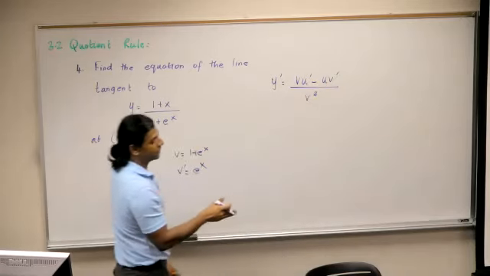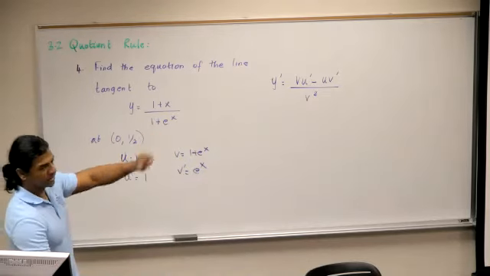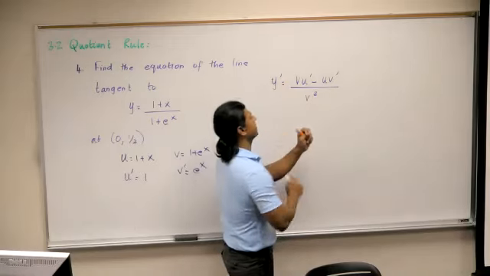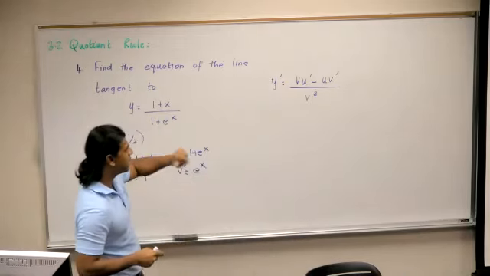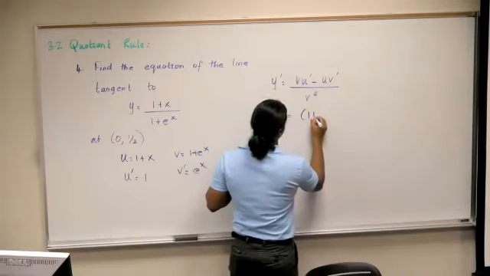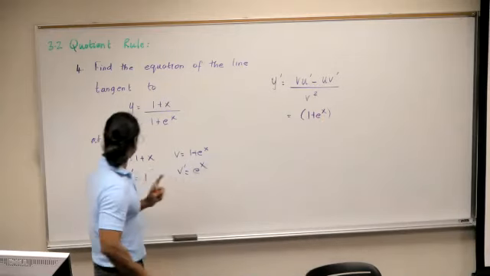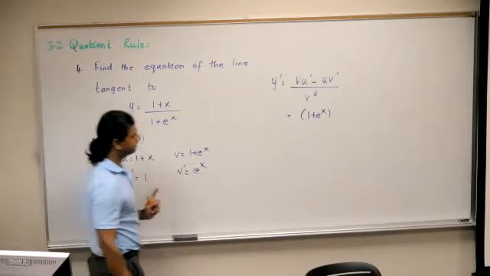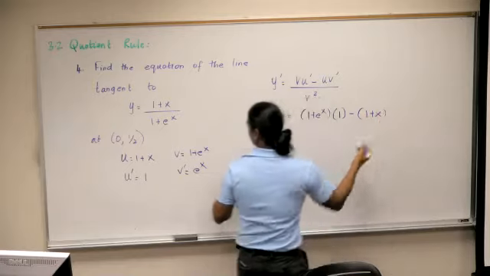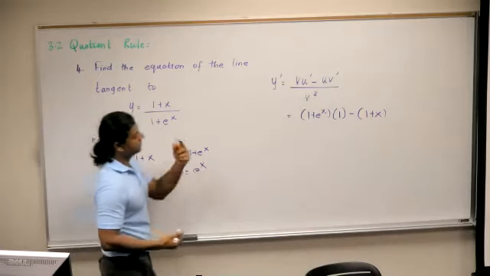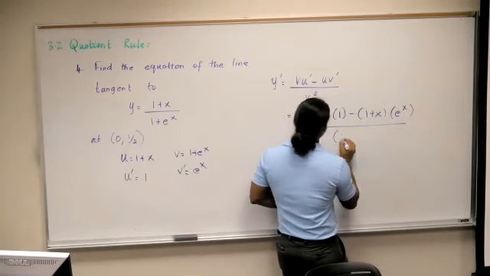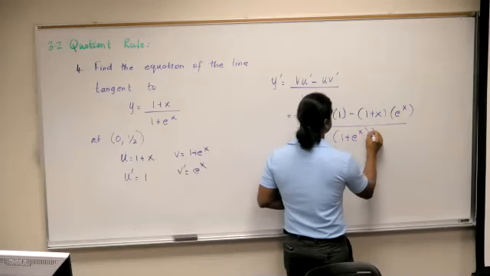Write this formula on your cheat sheet. You get to have one page, so make sure you put this in there. Common mistake: reversing the order of it and missing a negative. It's always v u prime minus u v prime. So v is 1 plus e raised x. What is the derivative of u? It is 1, minus u, 1 plus x. What is the derivative of v, e raised x? Entire thing divided by 1 plus e raised x squared.